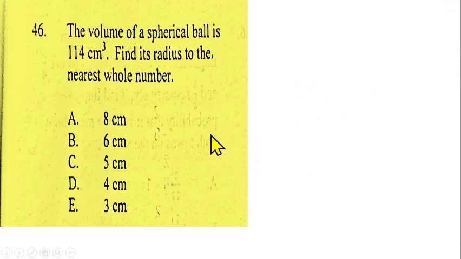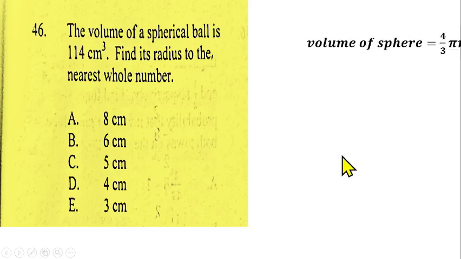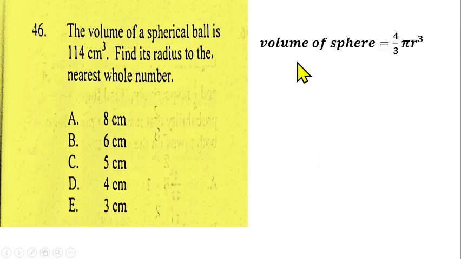Question number 46 is still on mensuration of solid shapes. The volume of a spherical ball is 114 centimeters cubed. Find the radius to the nearest whole number. So we are given the volume of a sphere, and we have to find the radius. What is the volume of a sphere? That will be 4/3 pi r cubed. Volume of a sphere is 4/3 pi r cubed. We are given the value to be 114 equals 4/3 times 22/7, which is pi, multiplied by the cube of the radius.